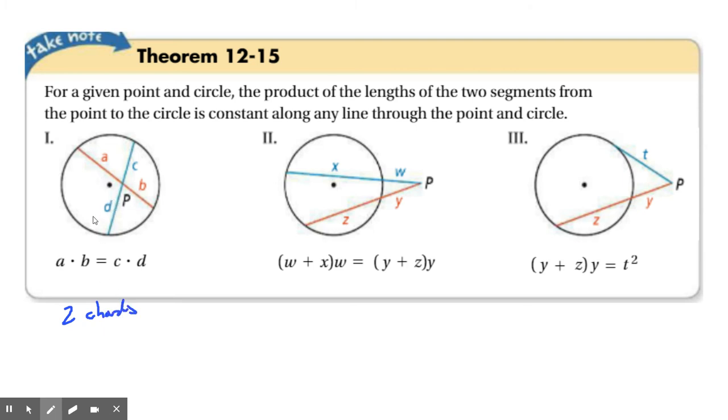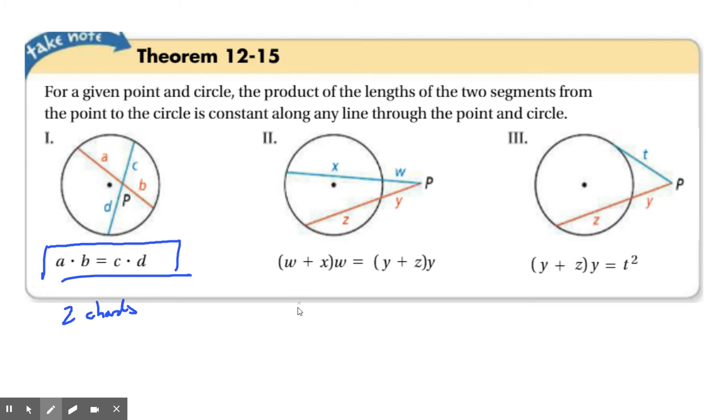When it comes to two chords, you simply multiply its pieces together. So A and B make up one chord, multiply them. C and D make up another chord, multiply them. That is how you'll find one of those lengths. And again, notice the center is here. It's not on there. So the center doesn't matter.